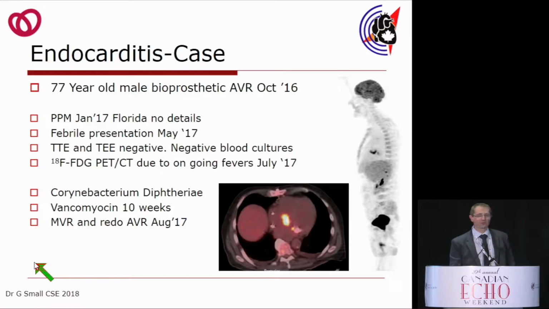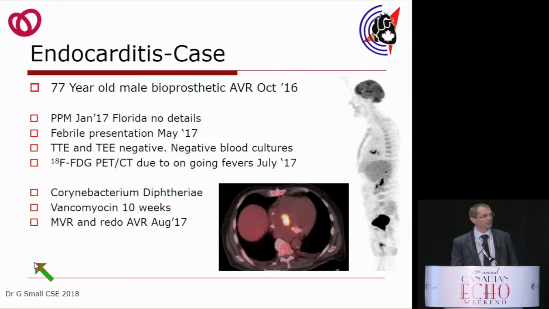And he presented to hospital not feeling quite himself with temperatures. And as you might expect, he had a thorough workup with repeated blood cultures, a transthoracic and a transesophageal echo. And all his images were unremarkable. The valve was well seated. There were no vegetations on the aortic valve. There were no paravalvular leaks. There was no vegetation. His blood cultures were negative throughout his admission.